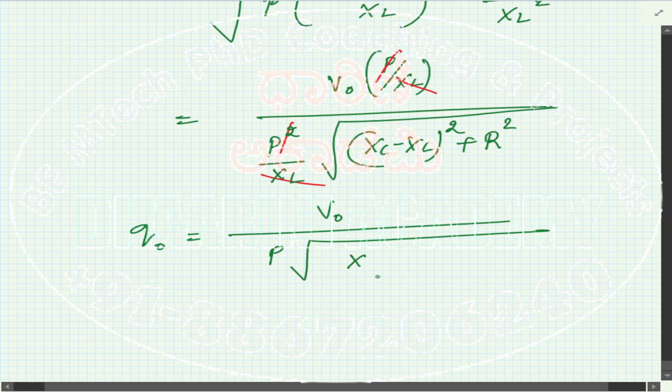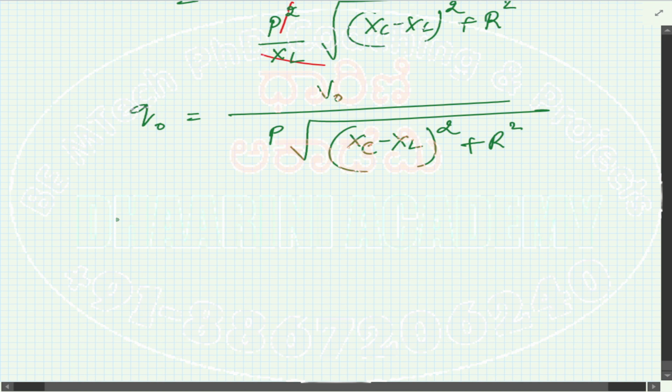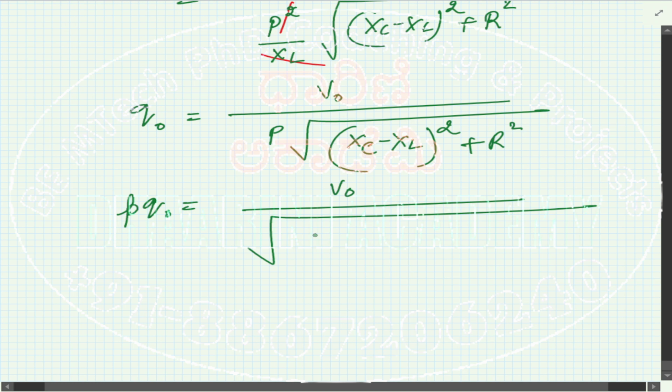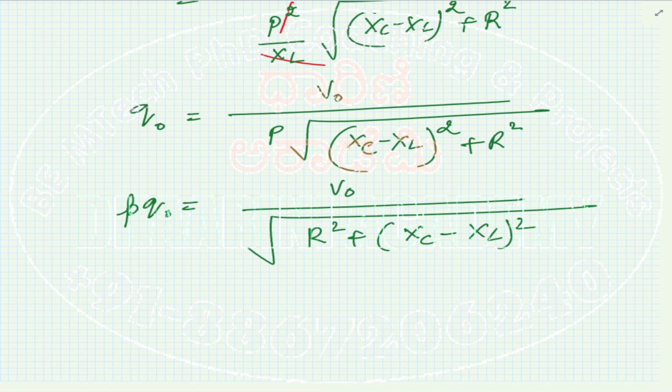Let me write this in the same way. So this is (XC minus XL) the whole square plus R square. So this means, let me take the P to the other side. Therefore, P into Q naught is equal to V naught divided by the square root of R square plus (XC minus XL) the whole square.